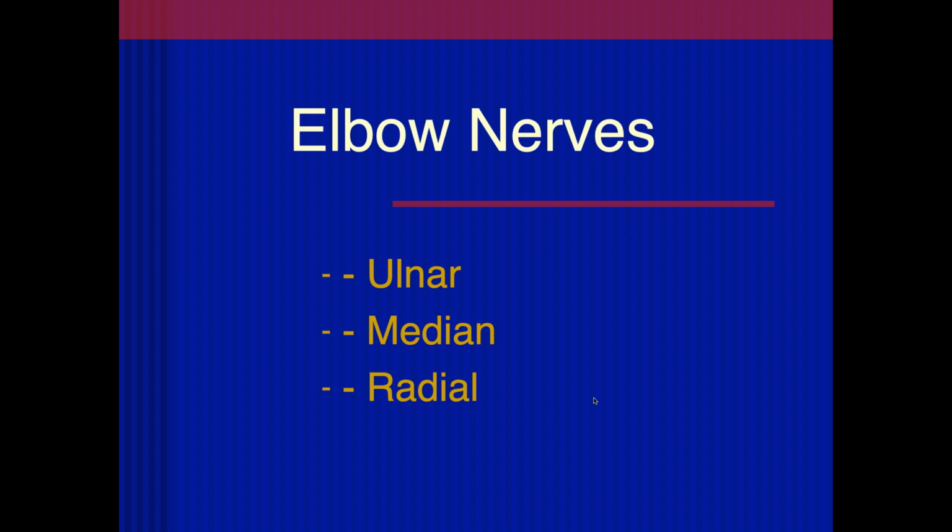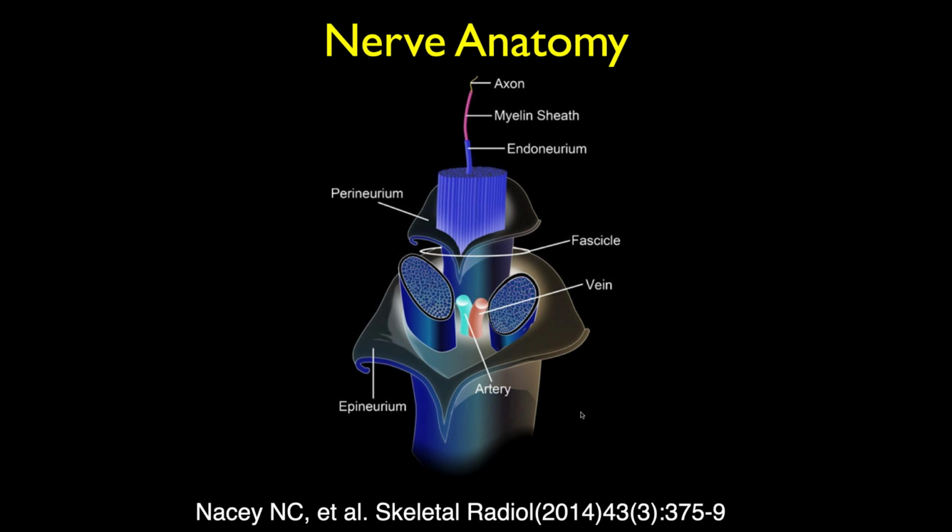Okay, let's go and talk a little bit about nerves. So the anatomy of a nerve, it's a large structure. On the outside covering the nerve is the epineurium. On the inside, you have the fascicles, and there can be many fascicles in a nerve. Centrally, you have an artery and a vein, typically. And then around each of the fascicles, you have a perineurium, and then you've got the actual nerve axons here.